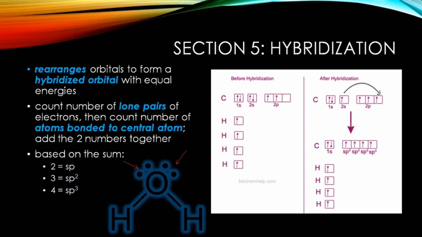An example of this is with methane, CH4. The carbon has 4 valence electrons, while hydrogen only has 1. It must hybridize the 2s and 2p sublevels to create a new orbital, the sp3 sublevel. To do this, you have to move the electrons from the 2s sublevel to the 2p sublevel.